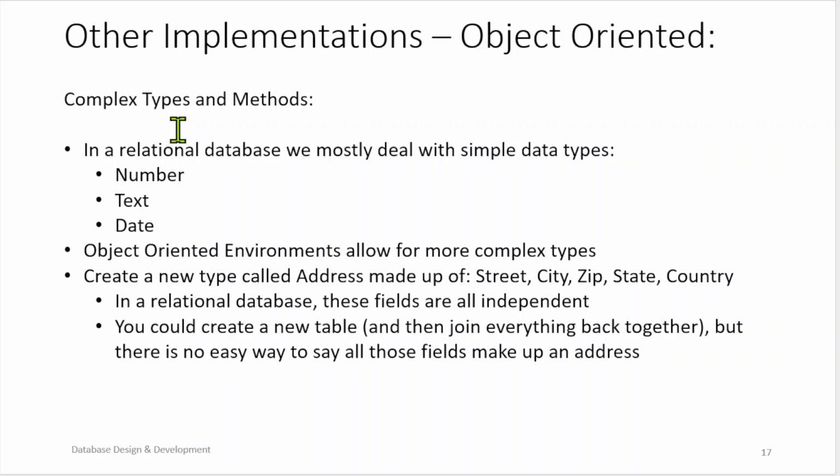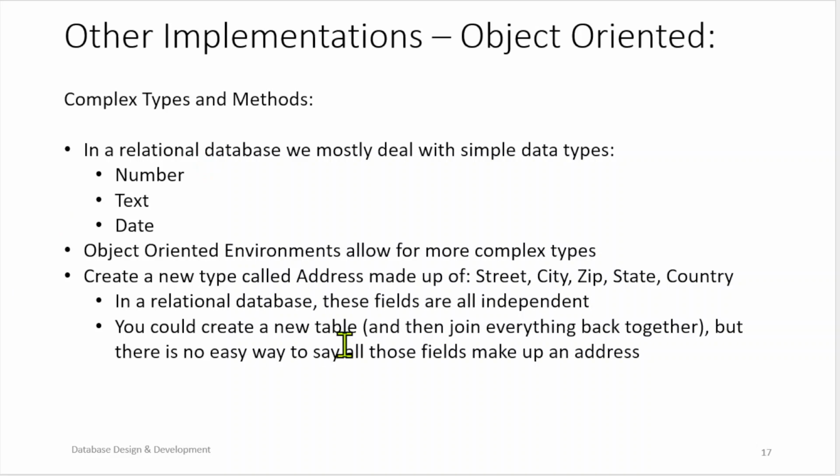Complex types and methods. In a relational database, you mostly deal with simple data types: number, text, date. And again, you can do more complex data in SQL Server, Teradata, Oracle. As more stuff comes up, the functionality of those systems has definitely increased. But object-oriented environments allow you to store things as much more complex. You can create a new type called address that's made up of city, state, street, zip, county. In a relational database, those fields are all independent, and you'd need to create a new table, then join everything back together. But there's no easy way to say all those fields just make up an address, because each one would be a field.